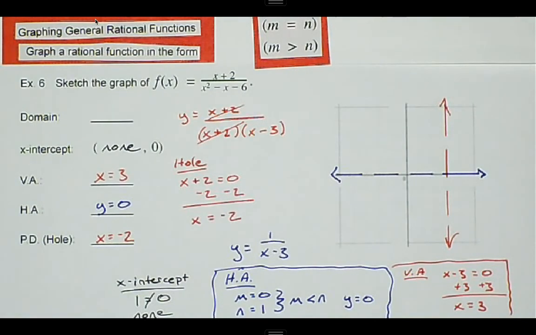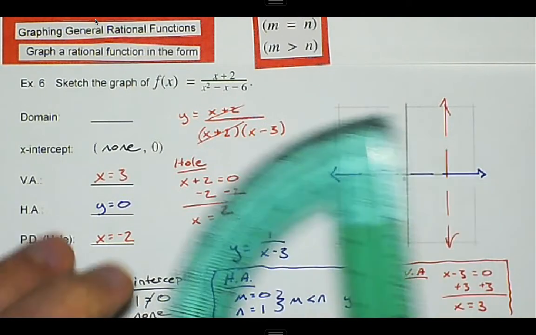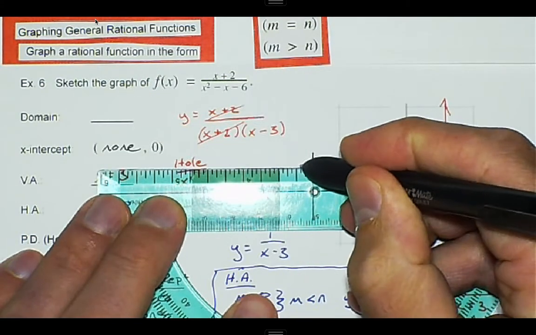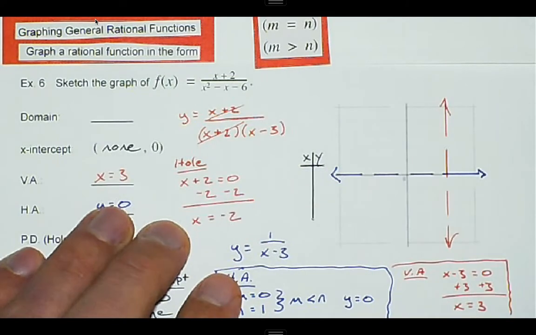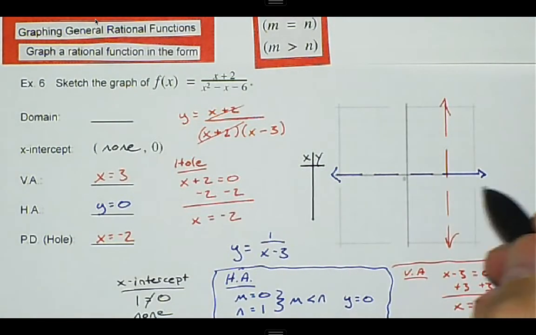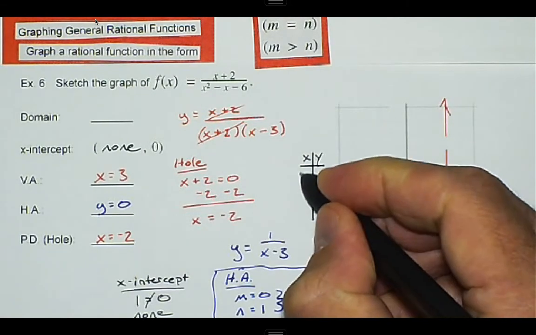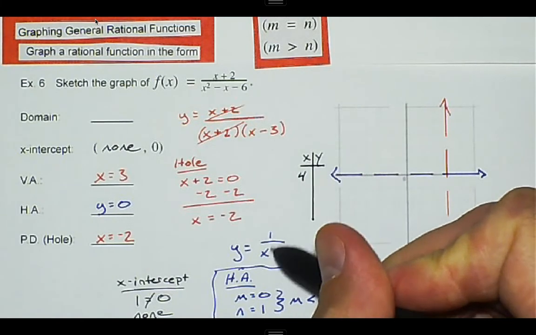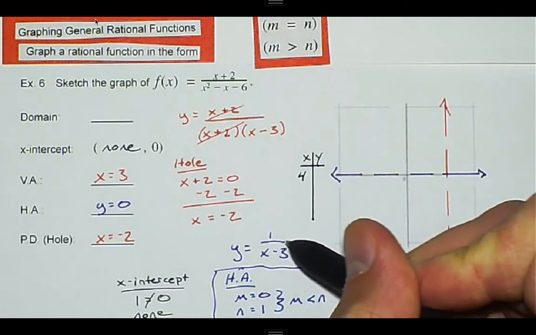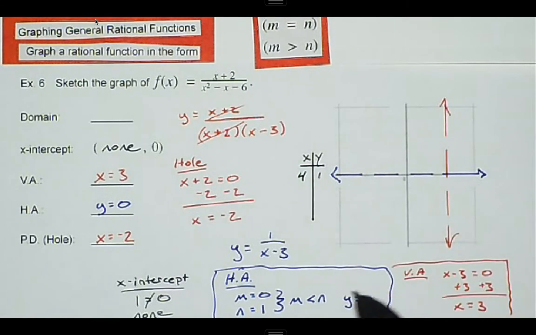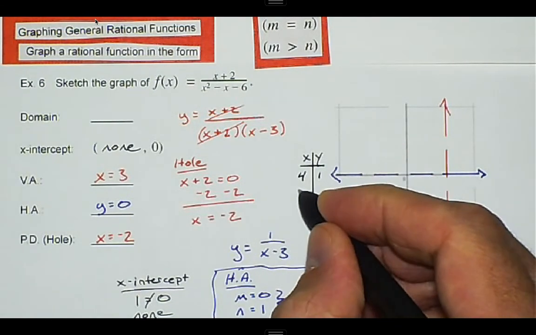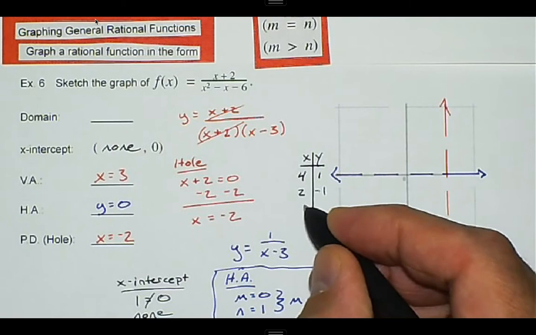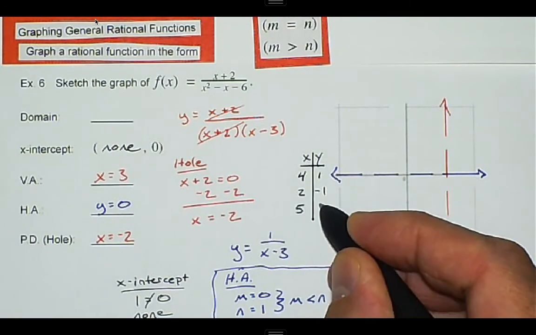And we can pick a couple points to calculate, and we'll draw that right in here to try to get a better grasp of what's happening there. We need to pick a couple points on either side. So for the x, let's pick 4. 4 minus 3 is 1, so 1 over 1 is 1. Then we can pick 2. 2 minus 3 ends up being -1. And then we can try 5. That ends up being 1/2.